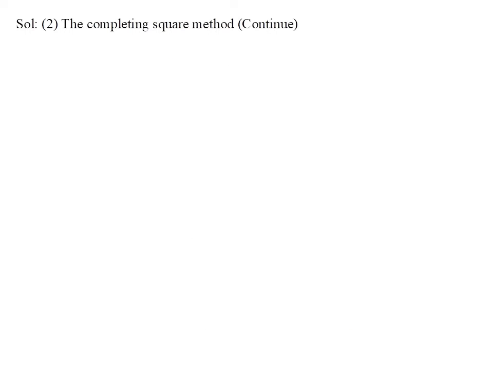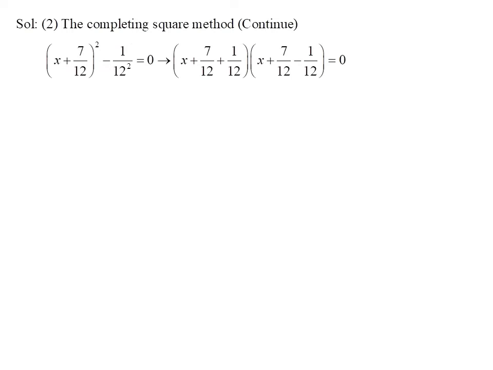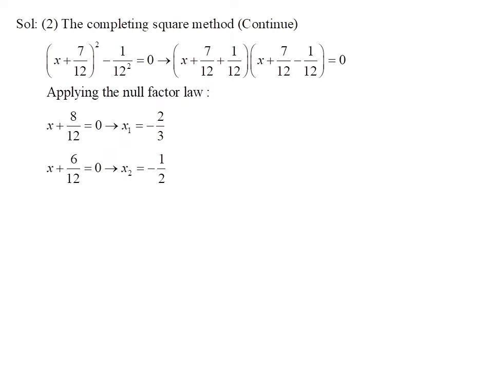Now, the left-hand side of the equation is exactly the difference of 2 squares, so that it can be factorized using the formula of the difference of 2 squares. Therefore, the solution of x can be obtained, which is negative 2/3 or negative half.